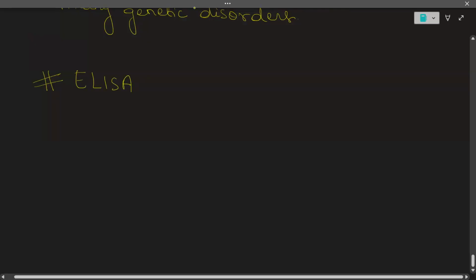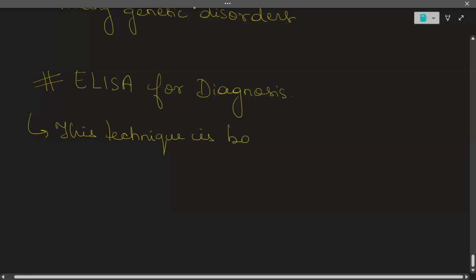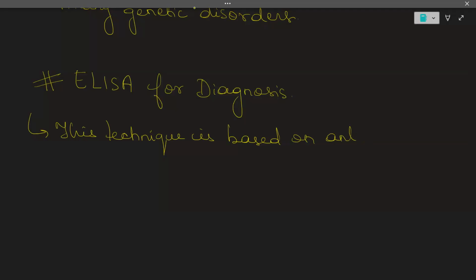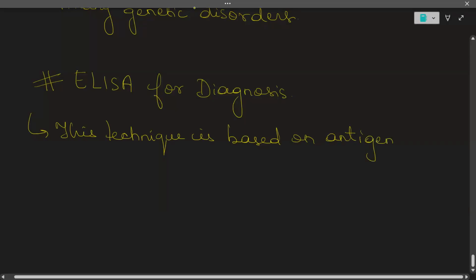After that, we are going to see ELISA or ELISA for diagnosis. Now, what is the full form for it? It is enzyme linked immunosorbent assay. Now, this technique is based on antigen antibody reaction. Okay, it is based, like the principle for it is antigen dash antibody interaction. How that interaction or reaction takes place, right?